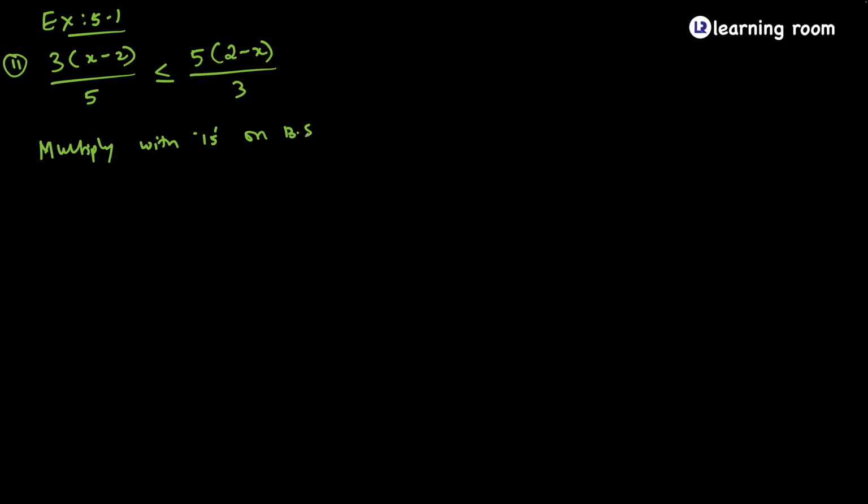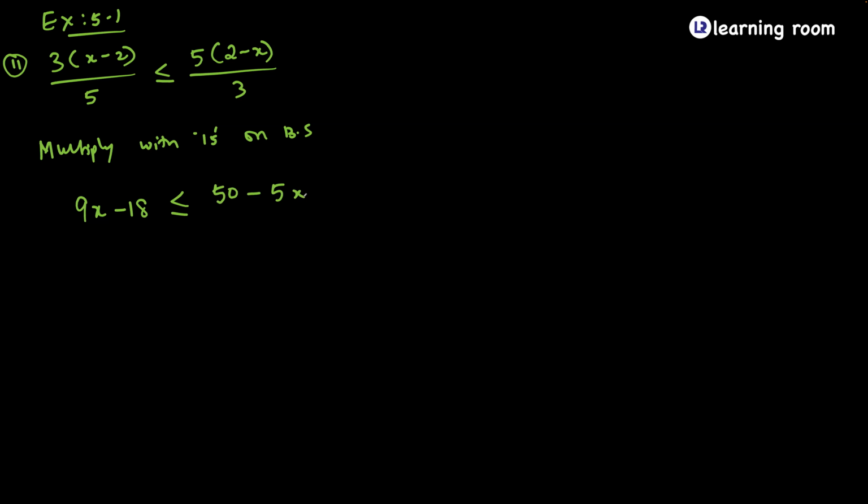When you do this, what will you get? You will get 3 here. So 3 into 3, 9x minus 18. See, I directly wrote it. I want you all to observe. When 15 comes here, 5 cancels 15 three times. So 3 into 3, 9. It is 9x minus 18, less than or equal to, here I'll get 5 into 5, 25. So 25 into 2, 50 minus 5x.